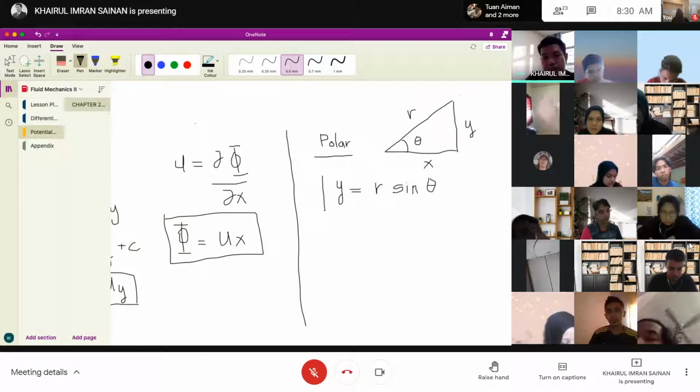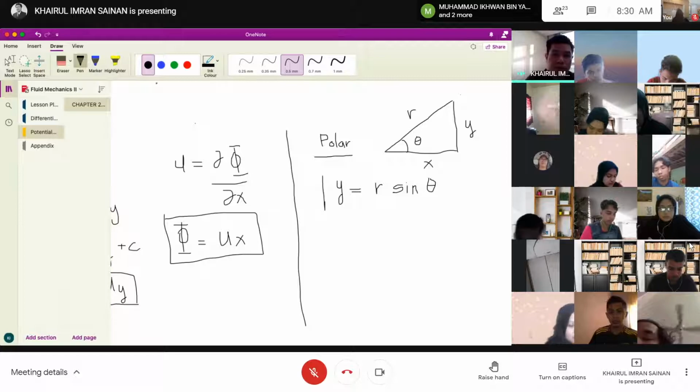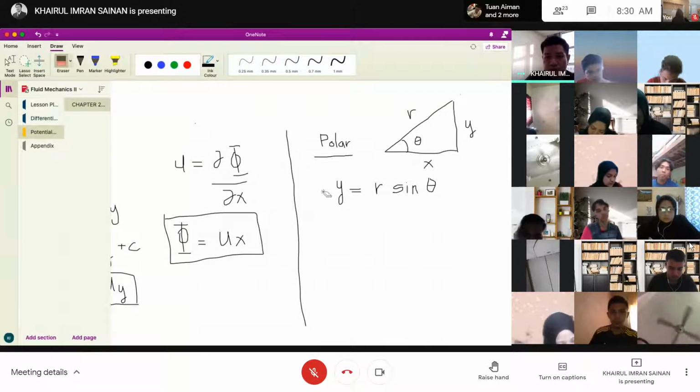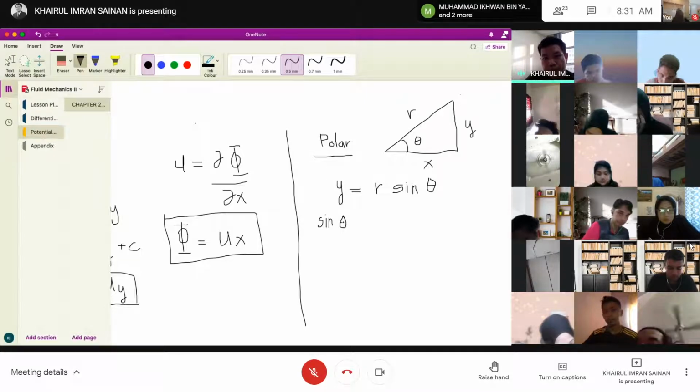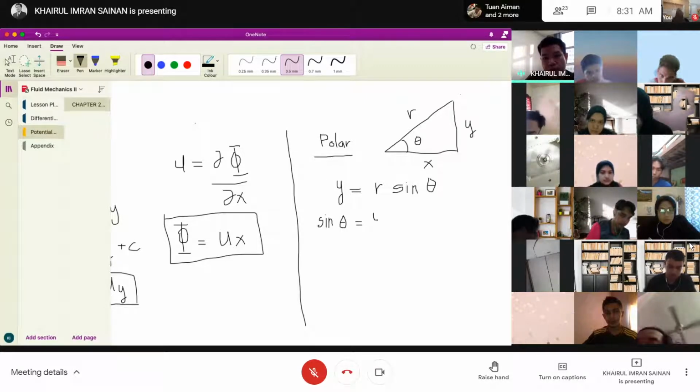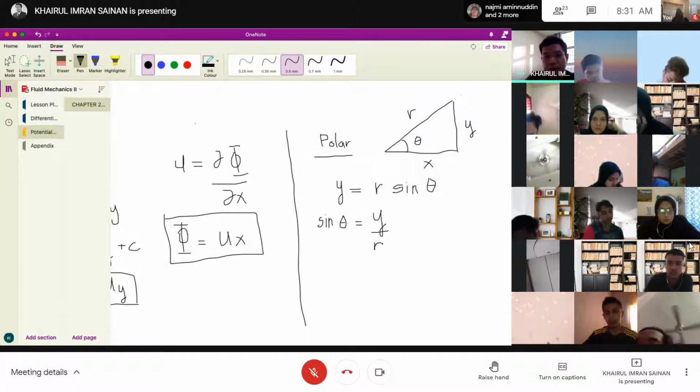Let me put this. Sine theta is opposite over hypotenuse, so you have Y divided by R. Okay, so from there, you're going to get Y equals R sine theta.